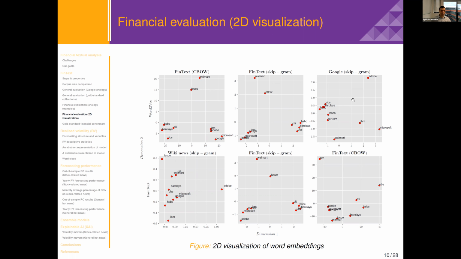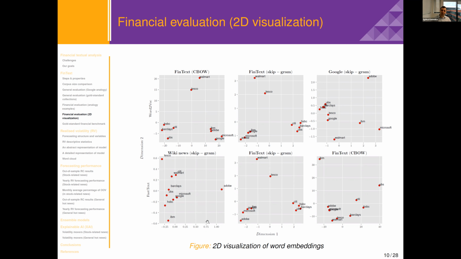Another example is based on dimension direction of those 300 dimensions, reduced to 2 for presentation here. A model works well when it's classifying all the company names together based on the industry they are working in. So as you can see, fintech is putting Walmart and Tesco together, HSBC, Barclays, Citi, and UBS together, and IBM, Adobe, Microsoft, and Google together.